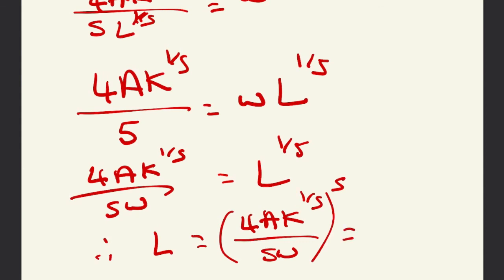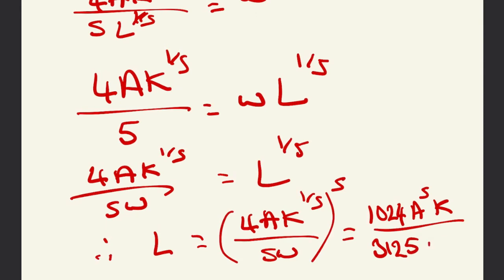We can actually neaten this all up by doing everything in those brackets to the power of 5. So go and whack that into a calculator and you can figure out the numbers there. So what you end up getting is 1024 A to the 5 and K, obviously, to the power of 1, divided by 3125 w to the 5, and that is what labour demand is. So you have successfully derived labour demand.